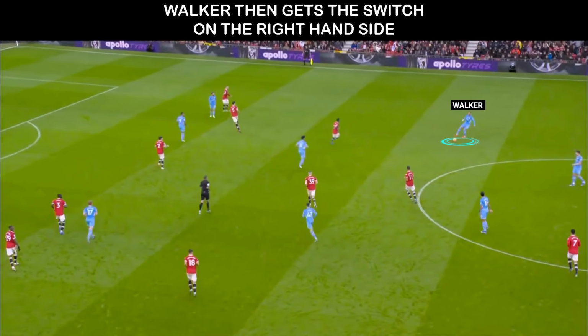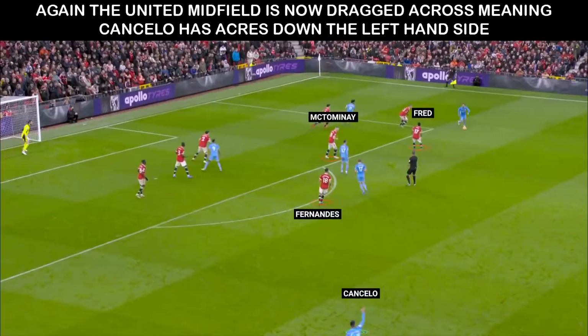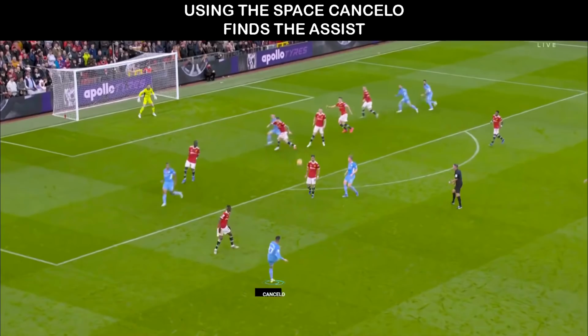Walker then receives a switch down the right. City now overload the right, and again, the United midfield 3 are all dragged ball side, leaving space on the left for Cancelo. This cross leads to the goal.